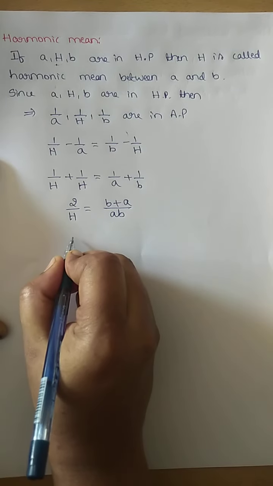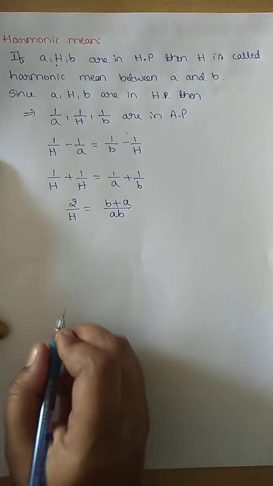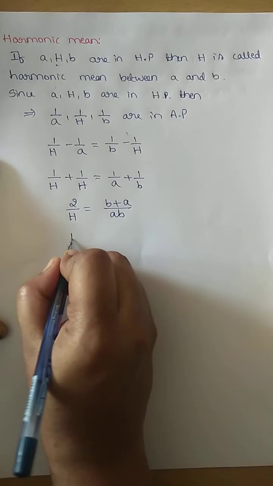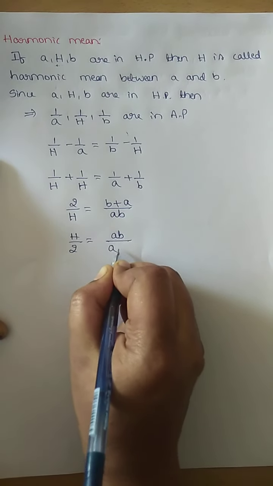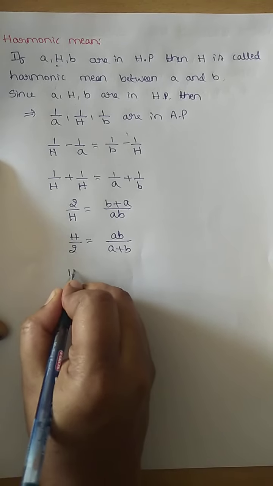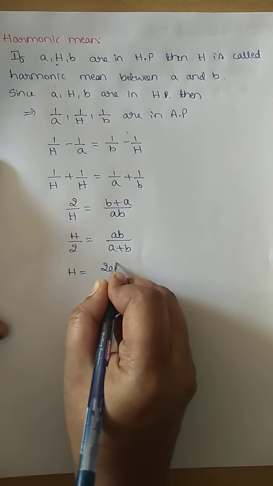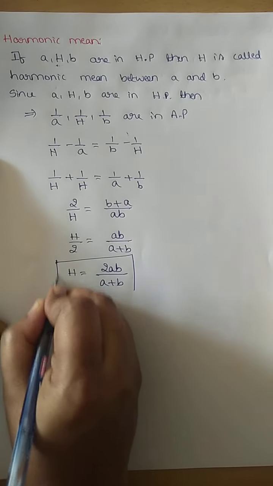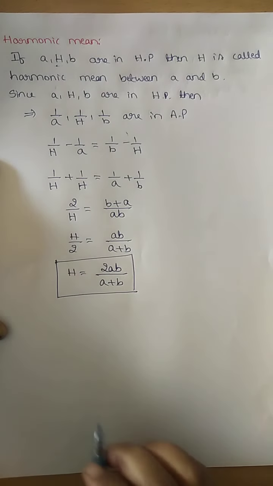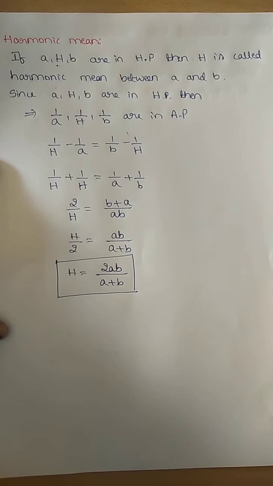Therefore, see here 2 by H. If you take the reciprocal, it becomes H by 2 equal to AB by A plus B. Therefore, H equal to 2AB by A plus B. This is the formula to find the harmonic mean: 2AB by A plus B.